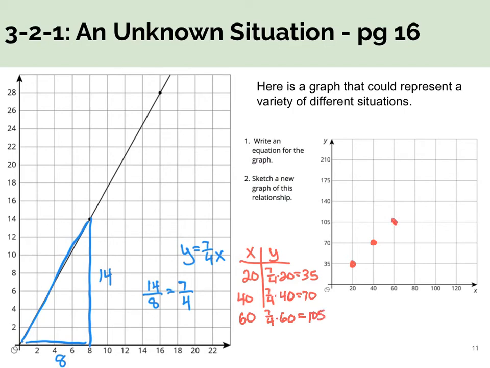So we have this line kind of going this way. Notice the lines are a little bit different as far as in the graph, and that's because of the scale. So the x-axis and the y-axis, but they actually represent exactly the same equation, y equals 7 over 4x.